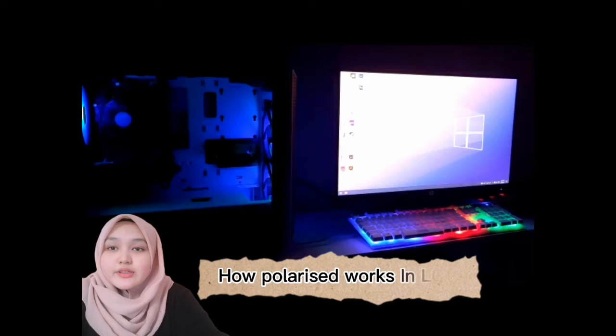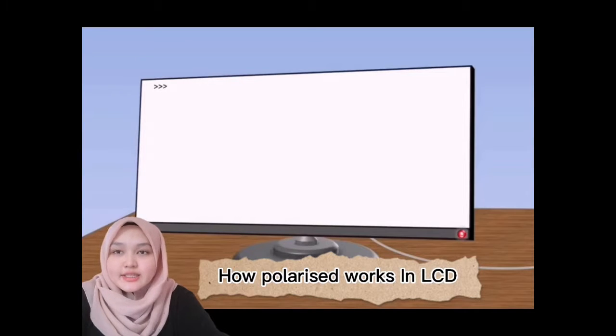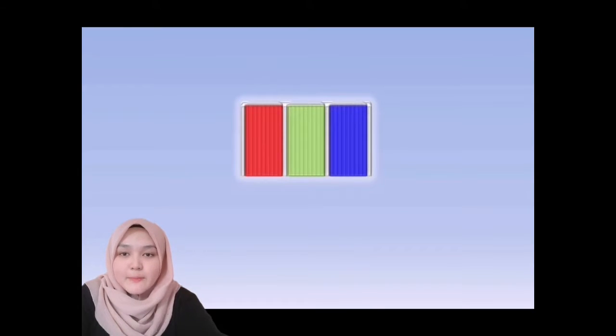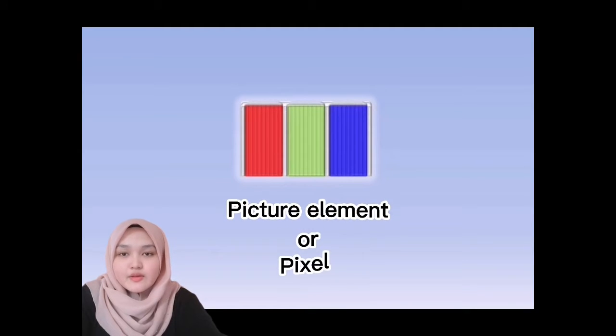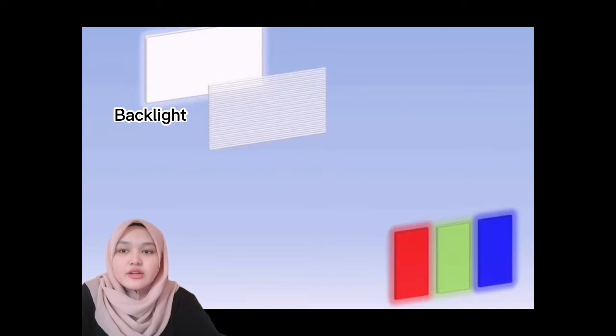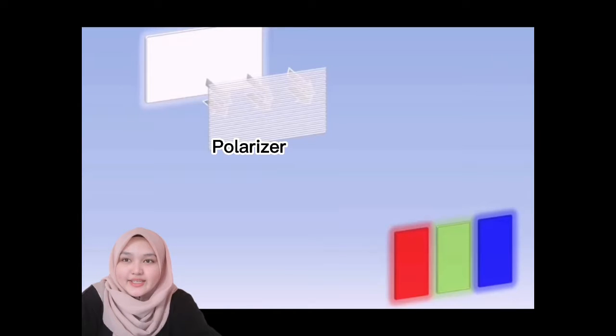Okay, thank you. How a polarizer works in the LCD. If you look at the monitor, you will see thousands of small red, green and blue dots. Three of these grouped together make up one picture element, or what we call a pixel. When you split up each pixel, you will see a backlight, three color filters and a polarizer in the LCD. LCD is designed with two polarized filters.